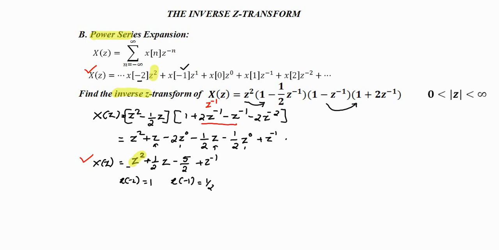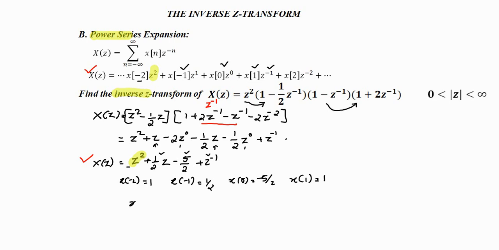And there is a constant term. This constant term is z raised to 0, which is 1, so x of 0 is minus 5 by 2, and the next term is x of 1. When there is z raised to minus 1, it corresponds to x of 1, so this term corresponds to x of 1, and the coefficient is 1.